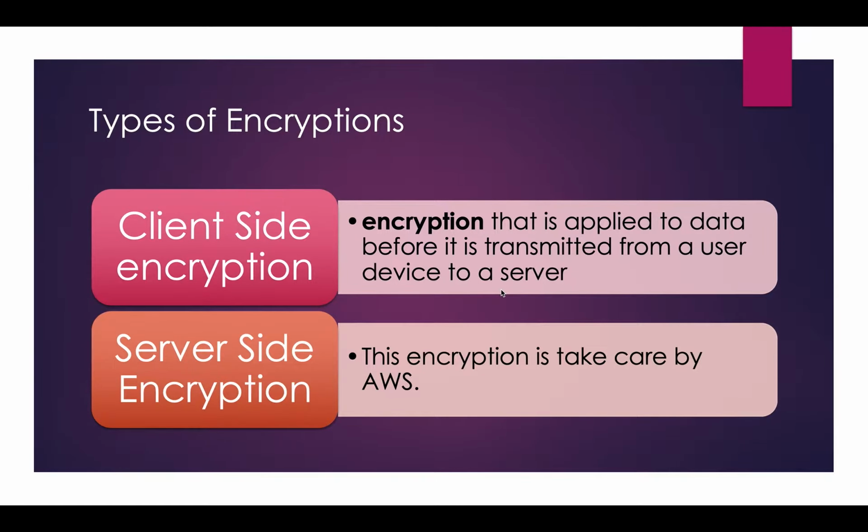We have two types of encryption: client side encryption and server side encryption. When I say client side, the client is nothing but a user. While you are uploading the data, you encrypt the data, then send it to AWS. That is one way. With server side, you don't need to do anything; you just upload the file and enable a property in S3, and AWS will take care of it for you.